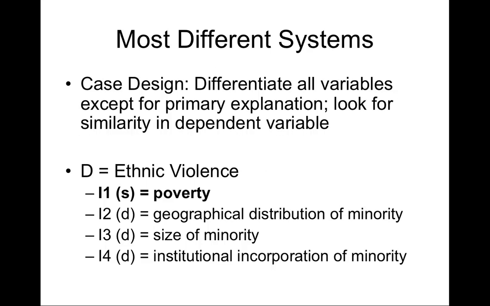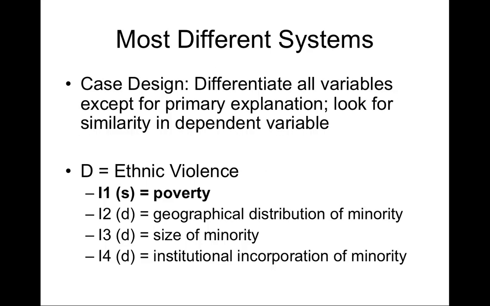But I found that with regard to geographical distribution, in France they were living in the countryside, and in Italy they were living in the cities. The size of the minority in France was about 15%, and in Italy about 30%. And then the institutional incorporation of the minority: in France there were special seats, and in Italy there were no special seats.